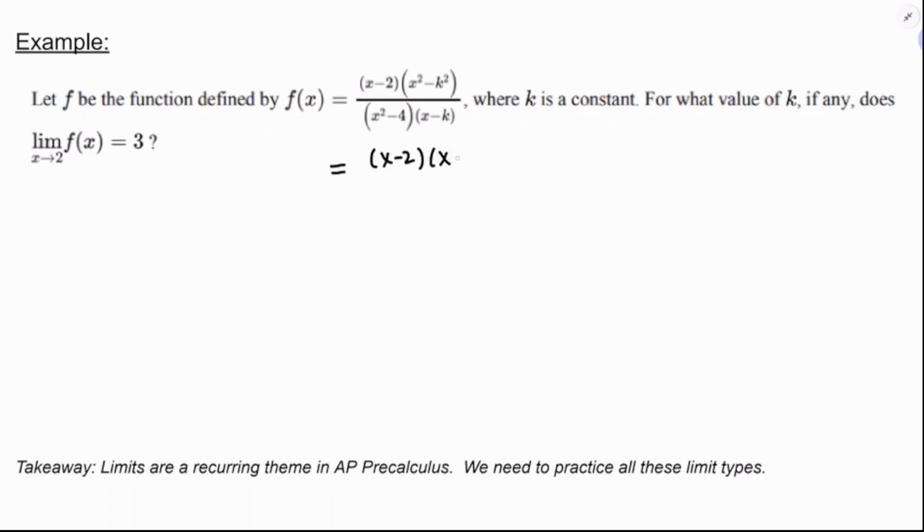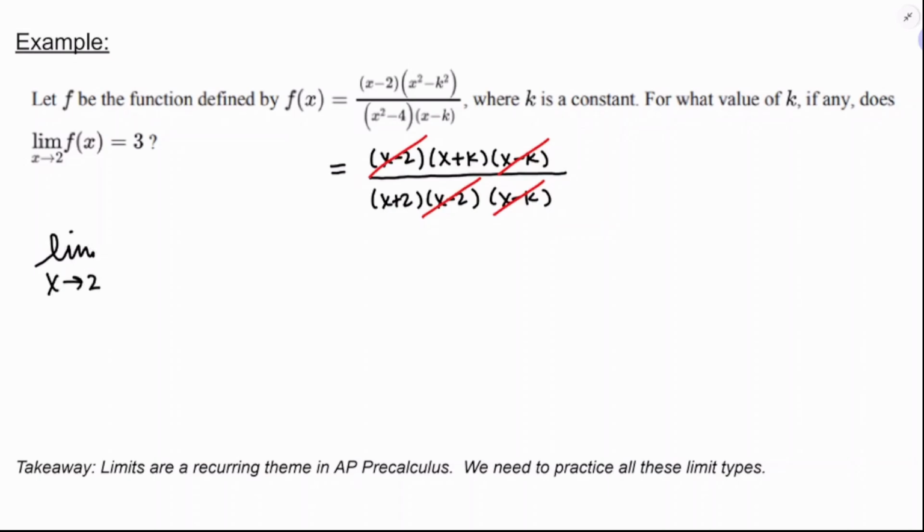So if I've got x squared minus k squared, I can factor that into x plus k and x minus k. Then x squared minus 4, that can be x plus 2 and x minus 2. So I see there's going to be some stuff canceling. And I still have that x minus k over here. Okay, so I'm going to cancel those x minus k's. And then I'm going to cancel the x minus 2's. And so I'm going to say, all right, so this limit as x approaches 2 of f of x is going to be the limit as x approaches 2 of x plus k over x plus 2.